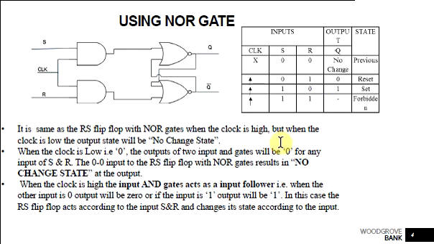When the clock is high, the input AND gates act as input followers. So only when the clock is active, these AND gates act as input followers, so that it works like the normal SR latch. But when the clock is deactivated, the output remains the same, so these two AND gates are not connected. I hope you are clear with this.